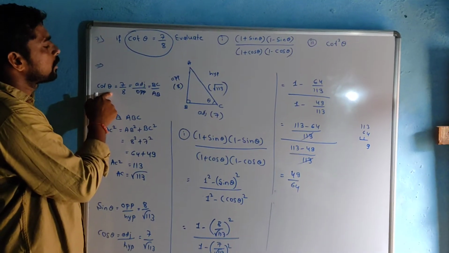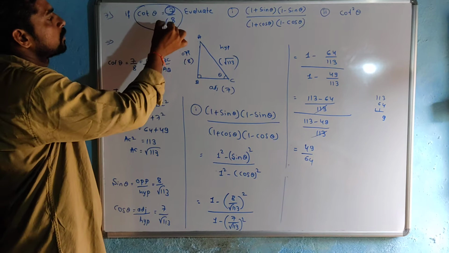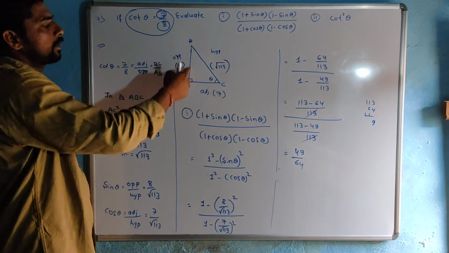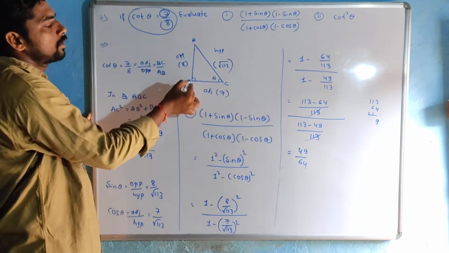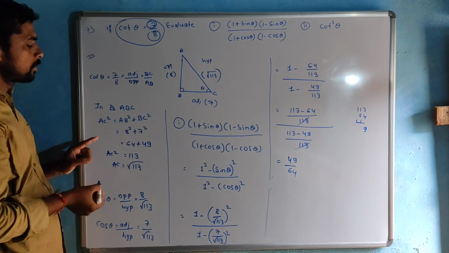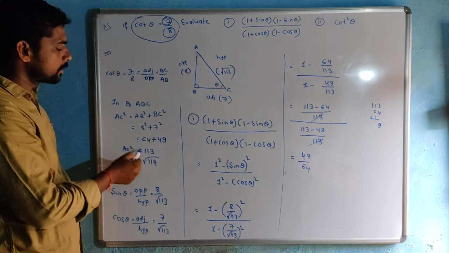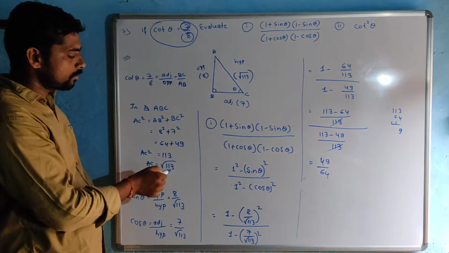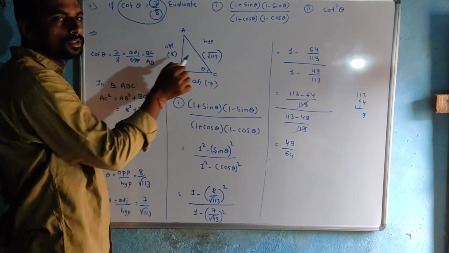We already know the cot theta ratio is adjacent by opposite. Therefore, adjacent is 7, opposite is 8. Triangle ABC is a right triangle. By applying the Pythagoras theorem, AC square is equal to AB square plus BC square. AB is given as 8 square, BC is 7 square. 8 square is 64, 7 square is 49. Adding both numbers we get 113. Taking the square root, AC is equal to square root of 113. Here AC means the hypotenuse, root 113.